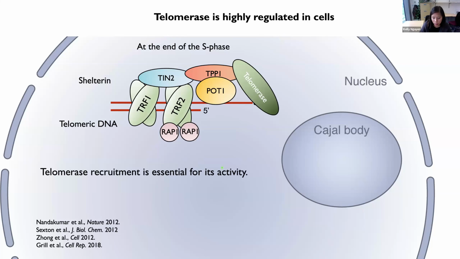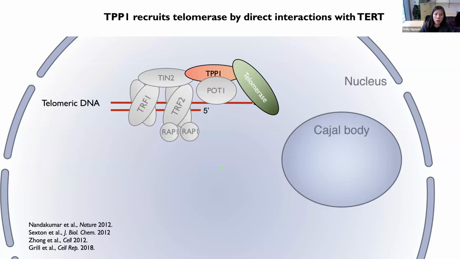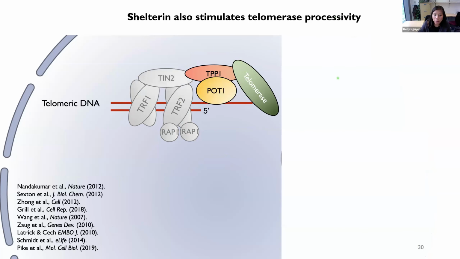So out of all of these subunits of Shelterin, work by many labs has shown that one of the subunits, called TPP1, directly recruits telomerase by direct interactions with the reverse transcriptase itself. And besides this, there's also another factor called POT1, which is essentially a single-stranded DNA binding protein. And together, they have been shown by many previous works in the field to stimulate telomerase processivity.